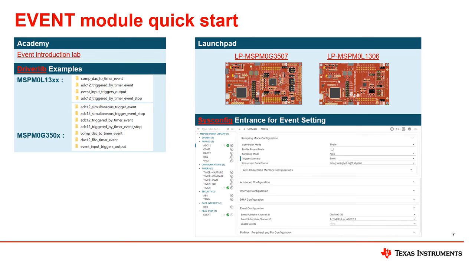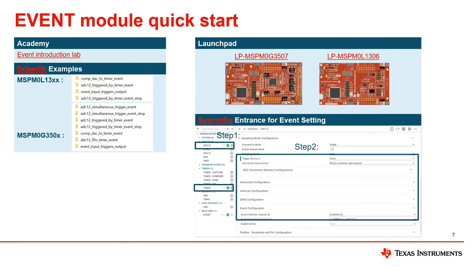Here are the steps for the timer to trigger ADC sampling. Step 1. Select the appropriate peripheral. Click the plus icon and add peripherals. Step 2. Configure the peripheral. You need to select the publisher and subscriber in the event configuration section. In particular, for the ADC part, the trigger source needs to be selected as event. Step 3. The configuration was automatically generated for the event peripheral. No further settings are required.